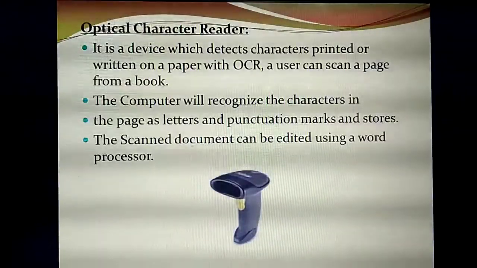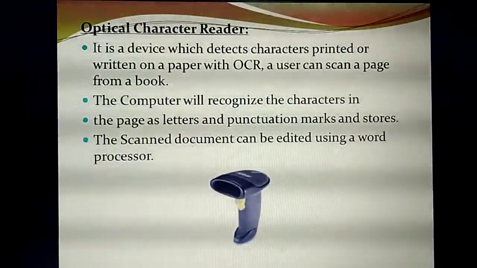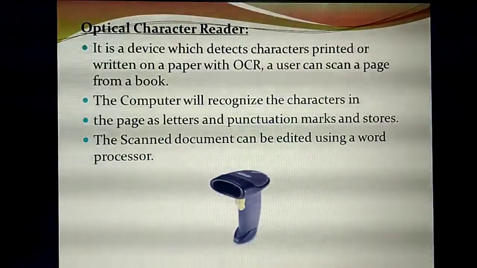Using the optical character reader, it will detect characters, letters, symbols, punctuation marks, everything. It will scan the particular document and store it in memory. After that, if you need to edit the document, in the computer you can edit it using MS Word or MS Excel or PowerPoint or anything.